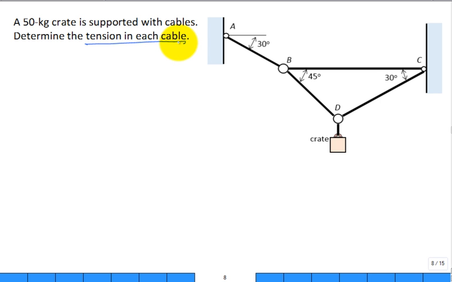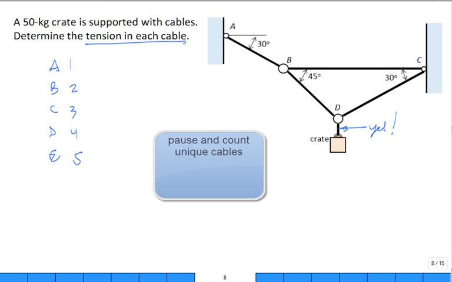How many unique tensions am I going to calculate? How many unique cables do I have? Do I have clicker question A, B, C, D, E? Do I have 1, 2, 3, 4, 5? And yes, we will count this one. Yes, count that one as a possible cable. So no ambiguity on that.